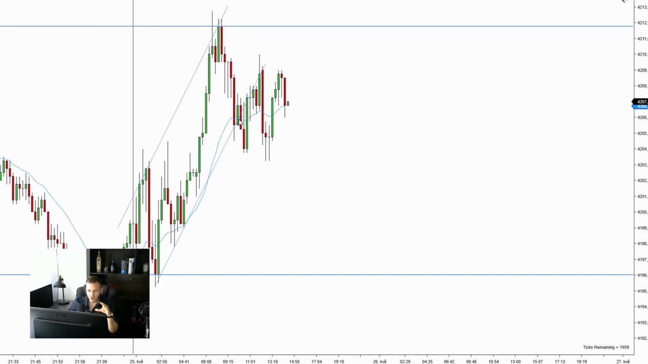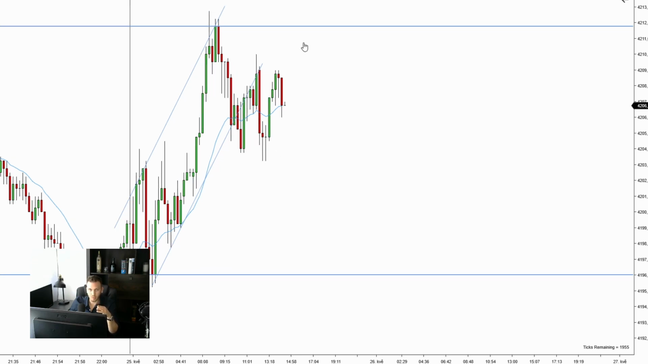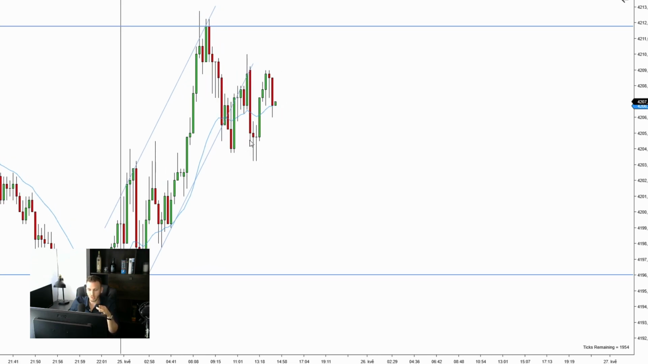Also, I have this uptrend working higher. I identified it with these trend lines. So right now, prices broke the trend line and are attempting to make a new extreme. That is the rule of trend lines. After a break, prices are going to make a new extreme, most likely.